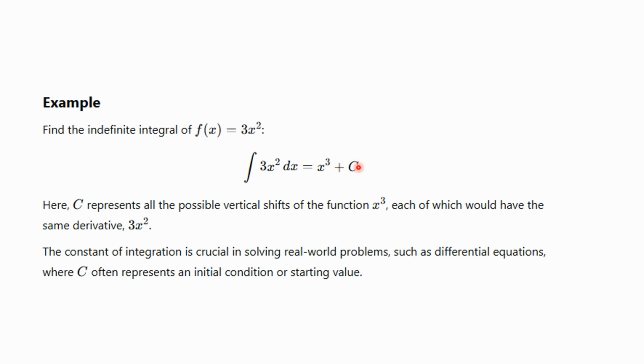Now, in this case, that constant really would be, I guess, 0, but there are other situations where that could change. So we still put the c on the end. The c represents all the possible vertical shifts of the function x cubed, each of which could have that same derivative of 3x squared, what we talked about already. So that constant of integration is really crucial in solving real world problems, such as differential equations, where c might represent an initial condition or some starting value.